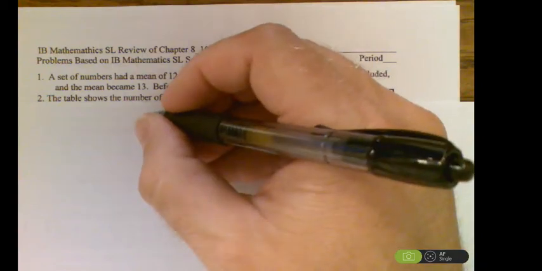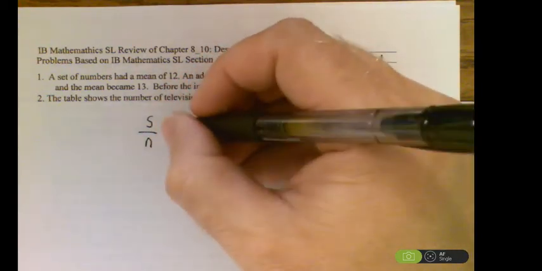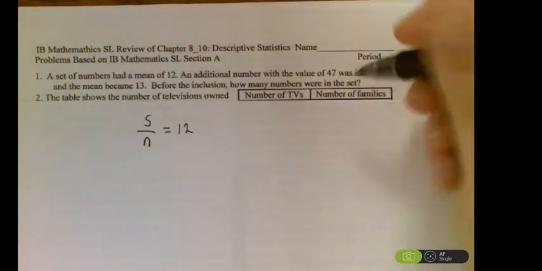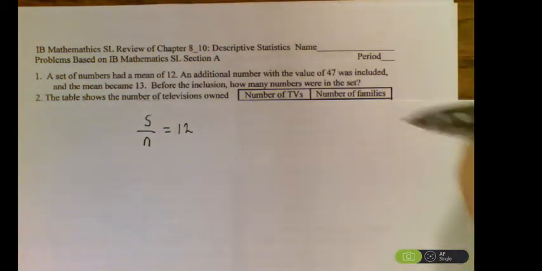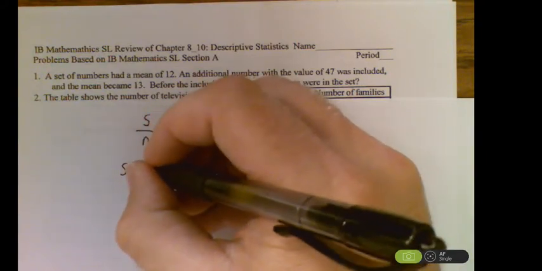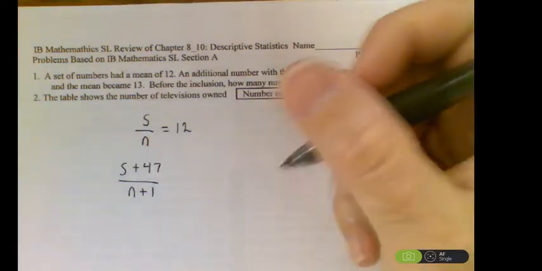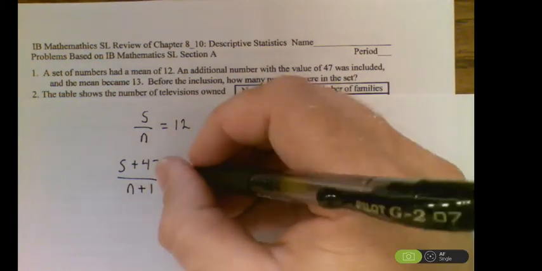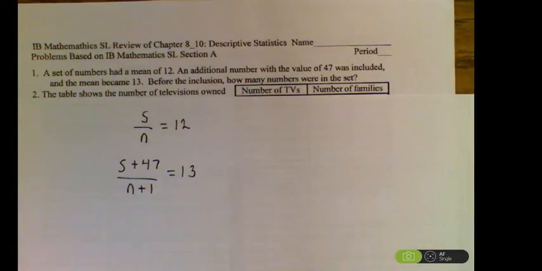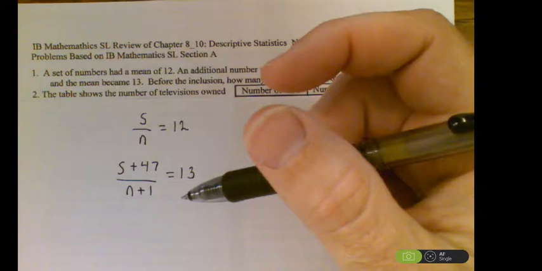You take the sum of all of the numbers, divide it by the number of terms, and that gives you the average. So if we were to throw in another value of 47, that means we have our previous sum plus 47. There's also one more term, so now there's n plus 1. We know the new mean is 13, and so we get that right there. So it's kind of just like solving a system of equations by substitution.